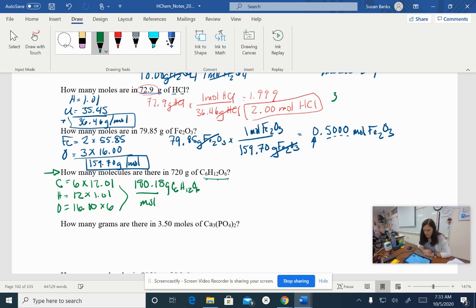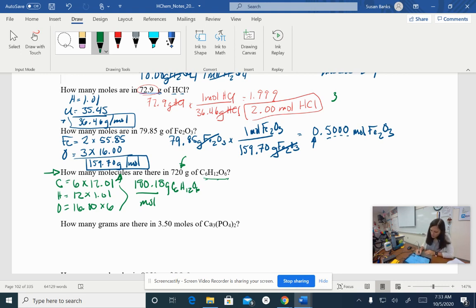Okay, now the next thing we've got to figure out is we are starting out with grams and we want to get to molecules. So if we're starting out with grams and we want to get to molecules, we're going to have to do 2 steps. The first step, we need to go from grams to moles using the molar mass that we just calculated. And then the second step, we're going to go from moles to molecules using Avogadro's number.